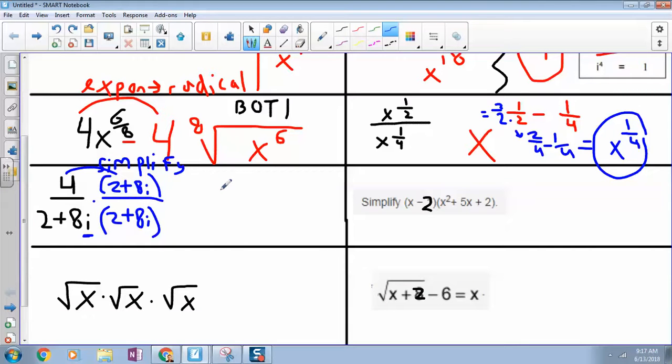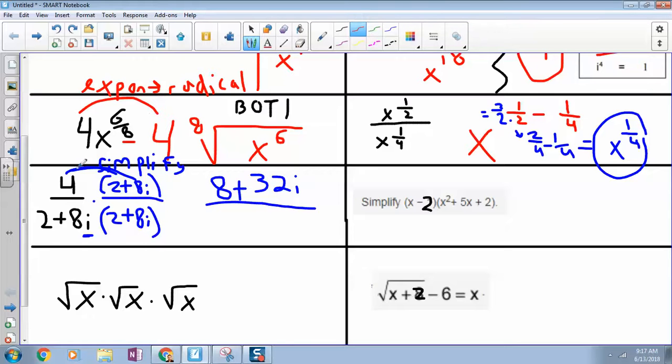4 times 2 is 8. Okay, and then we just can't have an i on the bottom. And then 4 times 8 is 32. So we get 8 plus 32i. All right, and then on the bottom, we're going to get rid of that i. So on the bottom, what we're going to do is FOIL.